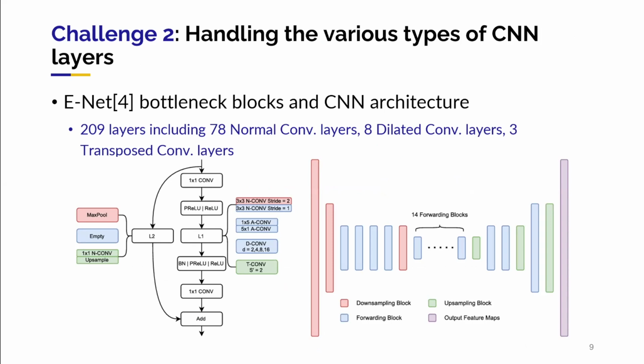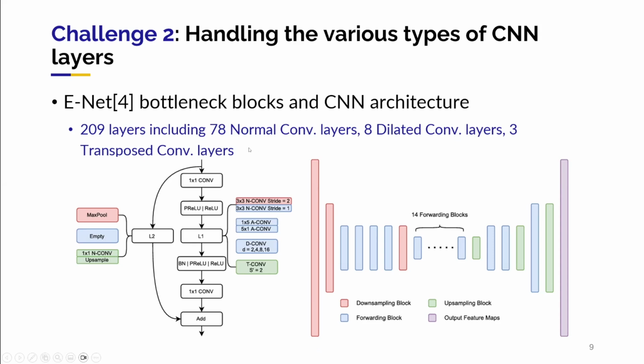And the second challenge is how we handle various types of CNN layers. This is an example network called ENet, used for real-time image segmentation. It has 209 layers, including 78 normal convolution layers, 8 dilated convolution layers, and 8 transposed convolution layers. I'll describe what these are, if some people haven't heard about them.